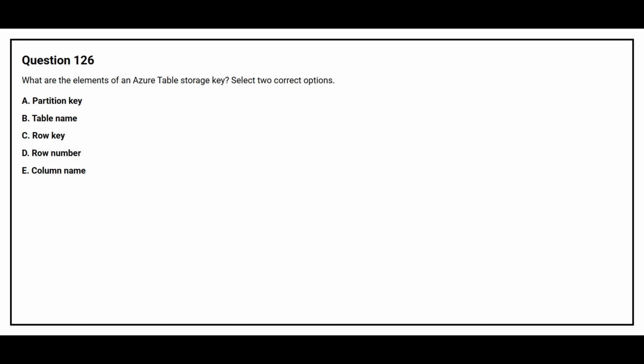Question number 126. What are the elements of an Azure Table Storage key? Select two correct options. Option A, partition key. Option B, table name. Option C, row key. Option D, row number. Option E, column name. The correct answers are option A, partition key, and option C, row key.